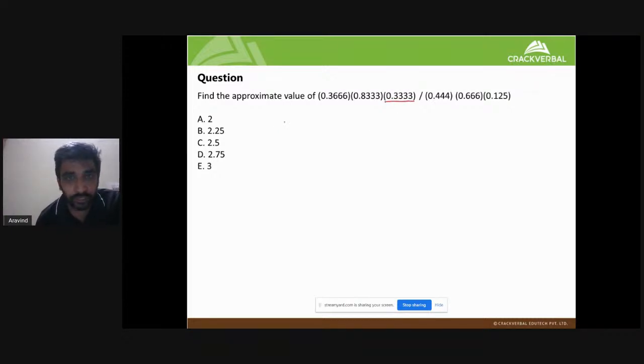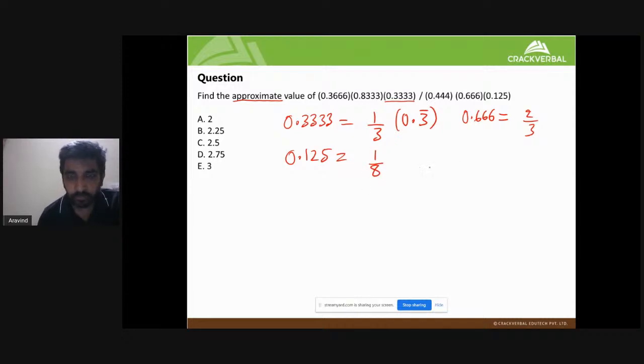For example, 0.333, I would estimate to be 1 by 3, because I know 0.3 bar, right? This is a recurring decimal. The fact that the question asks us an approximate value lets us estimate this to be 0.3 bar, so 1 by 3. Similarly, I would take 0.1666 as 2 by 3. I would take 0.125 as 1 by 8. That's clearly 1 by 8. There's no doubt about it. Now 0.444 is like 44.4%. If you remember your percentages, so this will be 4 by 11. So this is what I mean. If you remember some important numbers like important percentage fraction conversions, then problems like these can just become very easy for you to attempt.